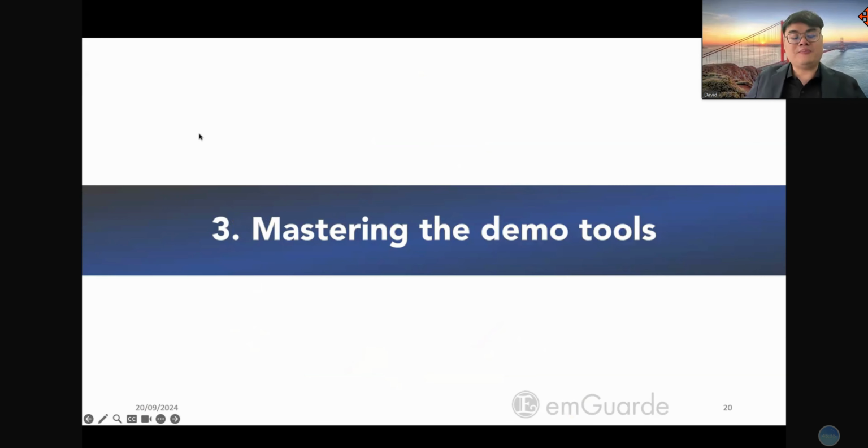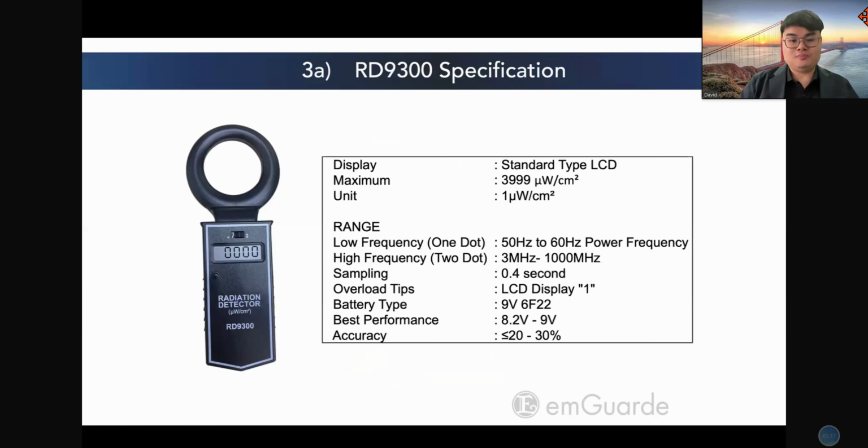Okay? Now, topic number 3, mastering the demo tools. So this is actually the demo tool that Energic is selling currently. This tool was initially used by the factory to do QC testing. But because the harmonic frequency is invisible, you can't really see it or feel it. You need a tool to tell you whether emGuarde is working within the range itself. So this tool is sold in Energic.